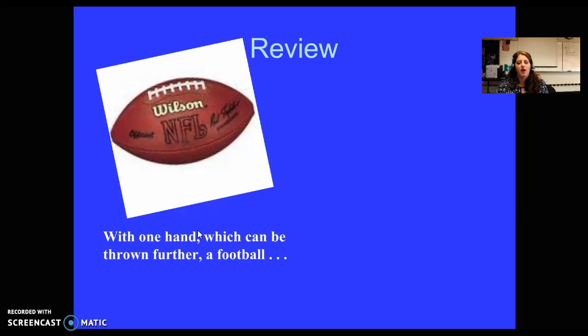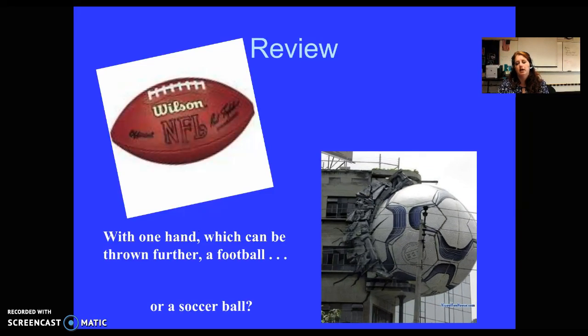So which do you think? With one hand, do you think a football or soccer ball can be thrown farther? Choose one. Got it in your head? The correct answer is football because it has less frontal area, so it doesn't have as much of that drag that comes up, and the air can just go up and over.